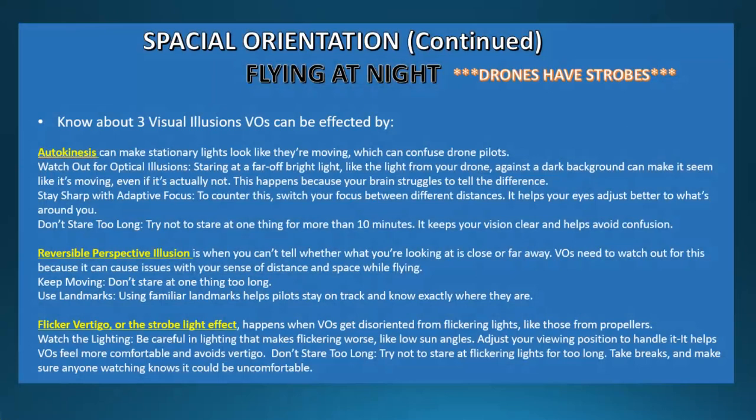And then finally, flicker vertigo, or the strobe light effect. This happens when VOs get disoriented from flickering lights, like those from propellers. Light shining through a spinning propeller can cause this. Remember that most of these small unmanned aircraft systems have 4 or more rotating propellers, and they're going to have strobe lights on them. When you're close to them, you don't really want to stare at those strobe lights. First of all, it's going to mess up your night vision, and then you could also have these problems with the flicker vertigo. So the farther away it gets, the easier it will be to handle that, depending on the size of the propellers.